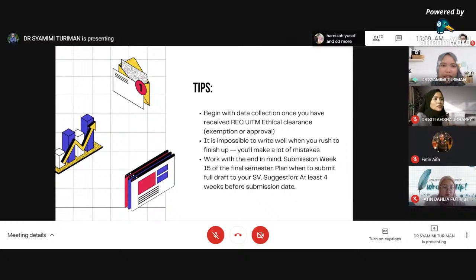It is impossible to write well when you rush to finish up. We all know this. You'll make a lot of mistakes. You'll regret your decisions, right? At the end of the day, I want to remind you that when you produce the hardbound of your FYP, it should be something that you are proud of. Your name is there, and on top of that, you're jeopardizing the image of your supervisors.